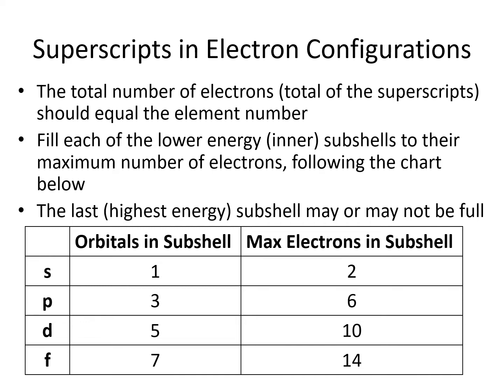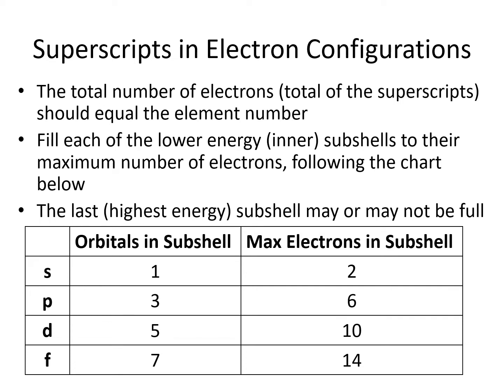P orbitals have 3 orientations, x, y, and z, so they have 3 orbitals within their subshell. Since each orbital holds up to 2 electrons, p subshells can hold up to 6 electrons. You would write a superscript of 6 on all the lower energy p subshells in your electron configuration.